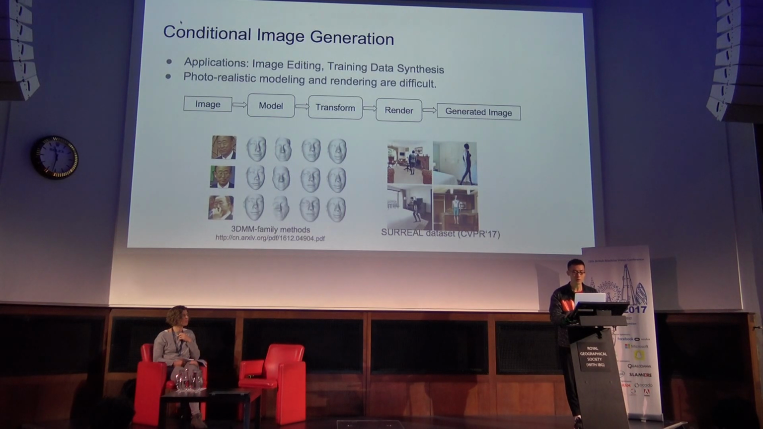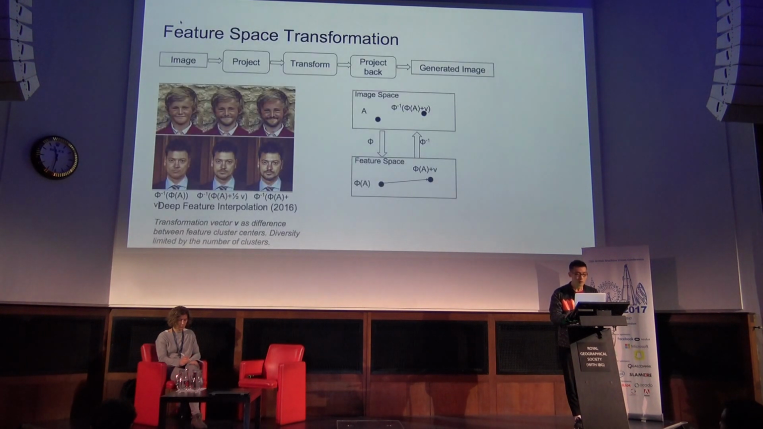The traditional computer graphics approach to object transfiguration is made up of these steps: modeling, transformation, and rendering. However, photorealistic modeling and rendering are often hard and engineering intensive. In contrast, the feature space transformation method exploits the linearity of the feature space extracted by deep learning models to transfigure the object. For example, in deep feature interpolation, a method proposed in 2016, magic transformations can be done in the projected feature space, like changing the age or making a smile.